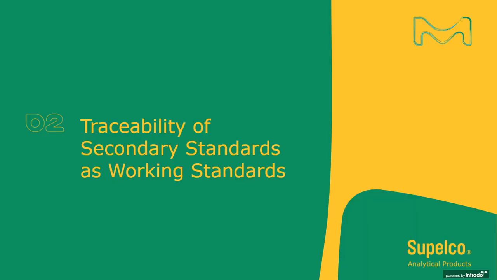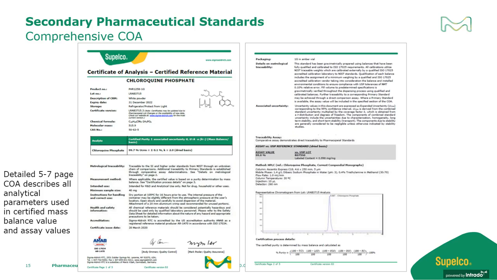The next topic we will discuss is the traceability of secondary standards as working standards, and we will take a closer look at various values on the certificate of analysis. So secondary pharmaceutical standards come with a very detailed C of A. Here is a picture of the first and second pages of the C of A packet. C of As usually range between 5 and 7 pages. These pages describe all analytical parameters used in the certified mass balance value and the assay value. This is a couple pages of the C of A for the secondary standard chloroquine phosphate, a drug that we have been hearing a lot about lately.